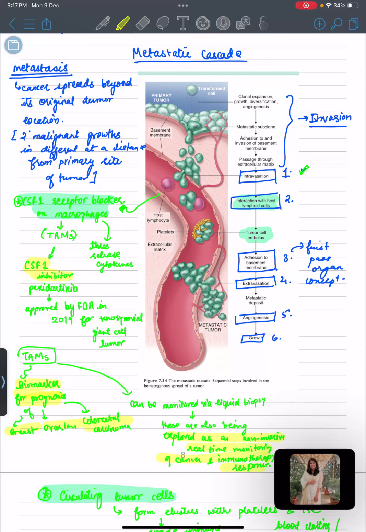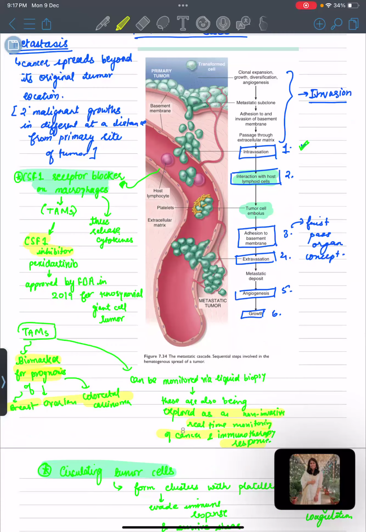Here you can study the tumor-associated macrophages, which we will talk about later. After interaction with host lymphoid cells, many of the tumor cells are destroyed and undergo apoptosis. Some of them evade this mechanism by forming clumps with platelets. This is a tumor cell embolus, and this is how the tumor cells survive in the blood vessel and go from the primary tumor to other organs.